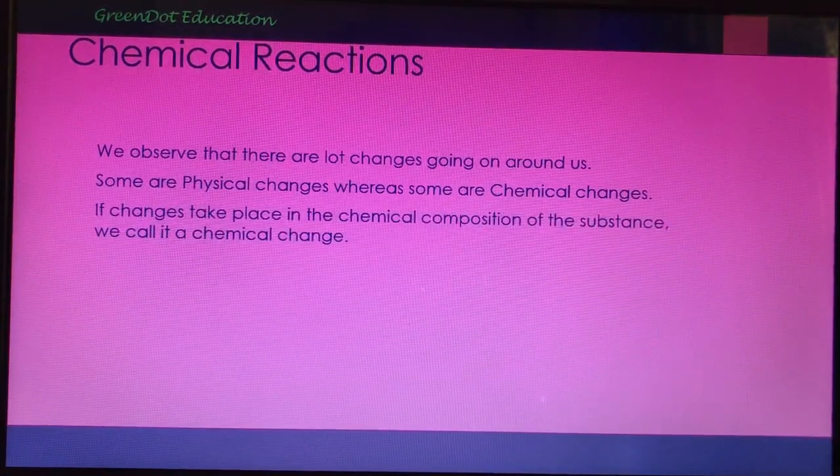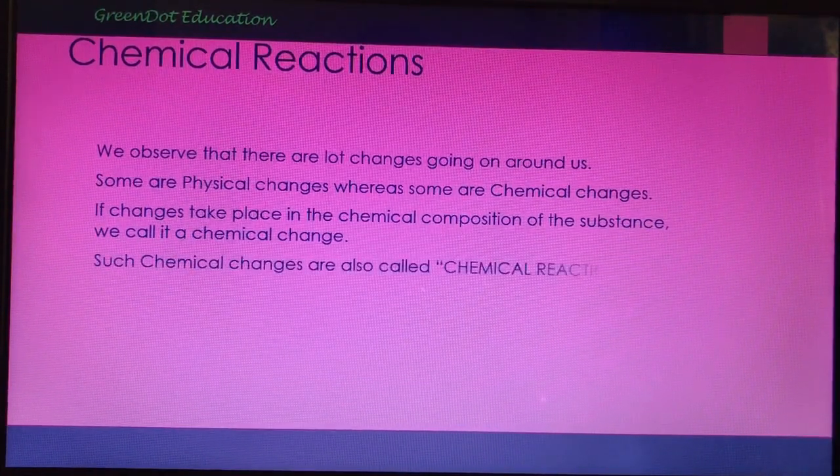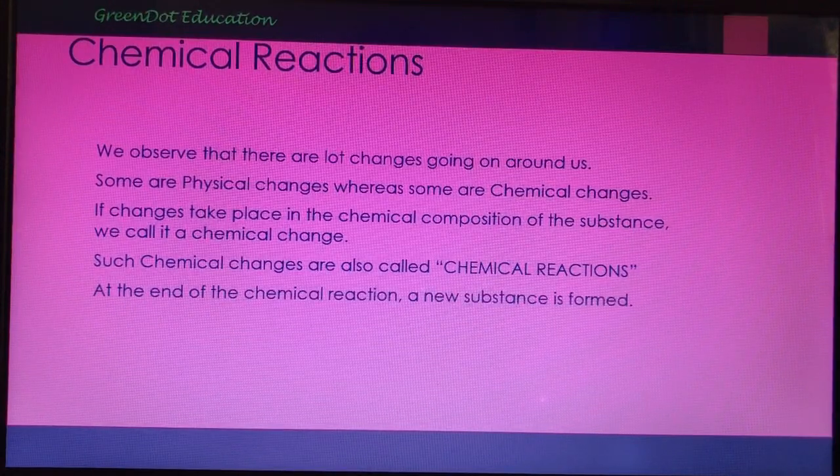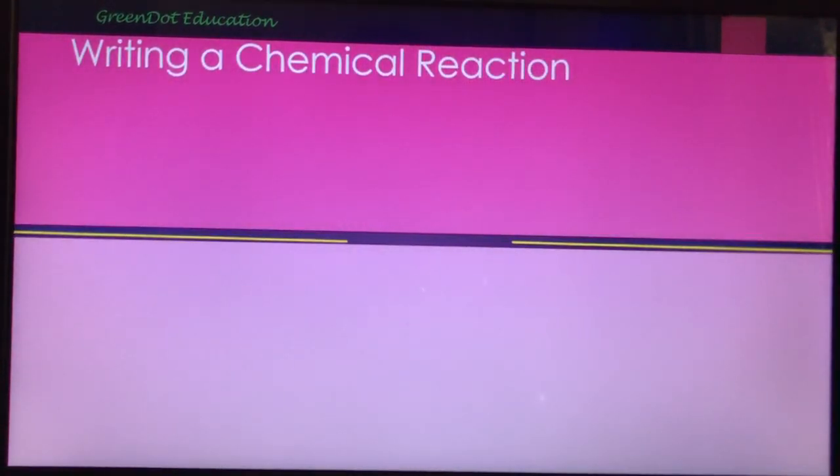We know that if a change takes place in the chemical composition of a substance, we call it a chemical change. So we can say that when two substances react with each other and we get a new product whose structure is chemically different from the initial substances, then we say that a chemical reaction has taken place, and such chemical changes are called chemical reactions. So we can summarize that at the end of a chemical reaction, a new substance is formed.